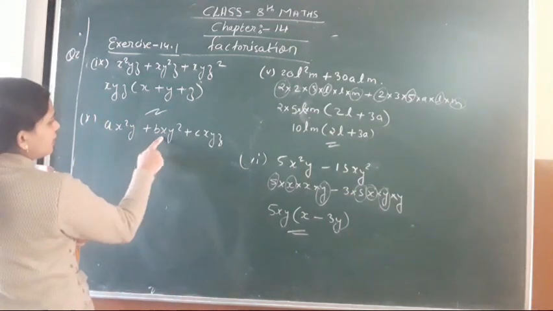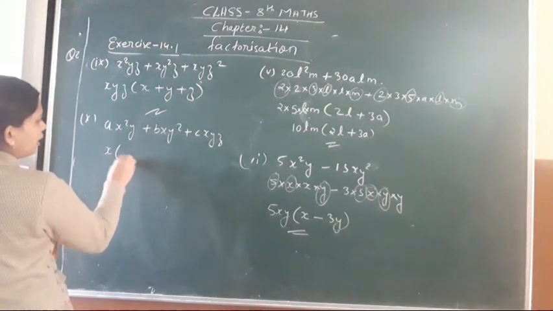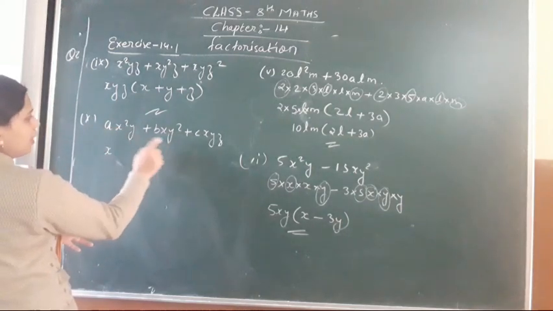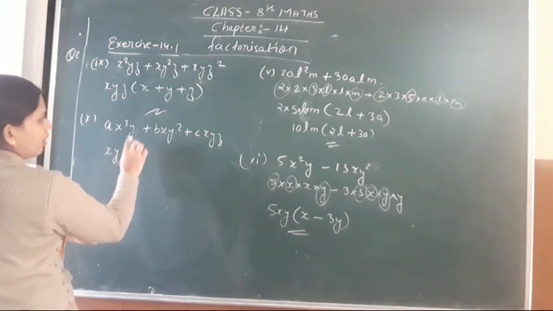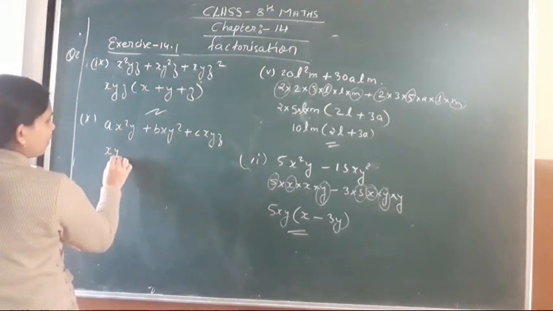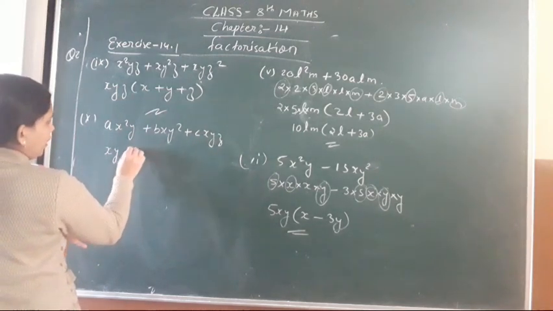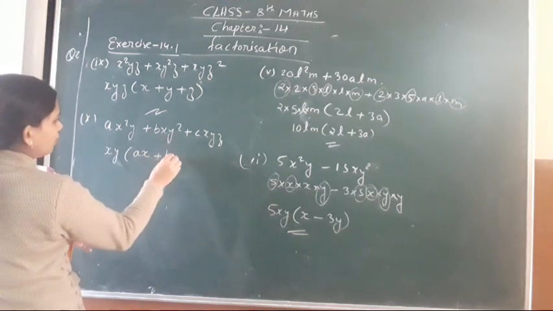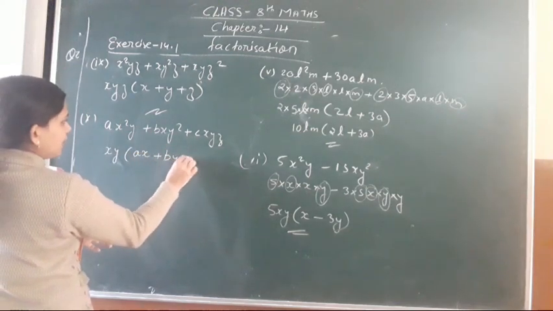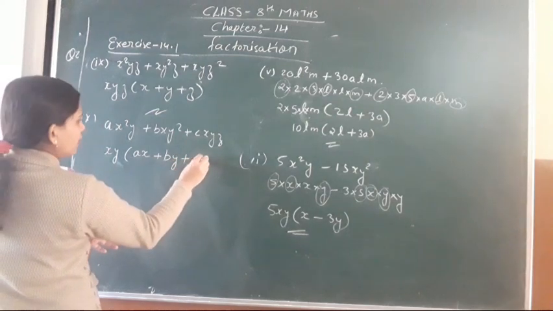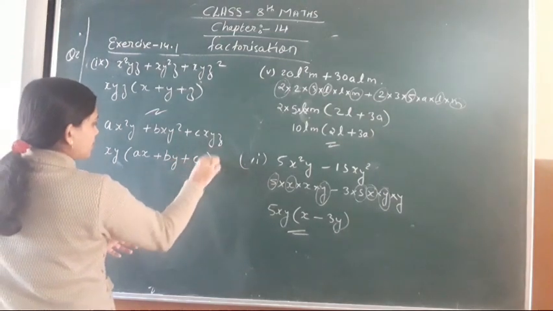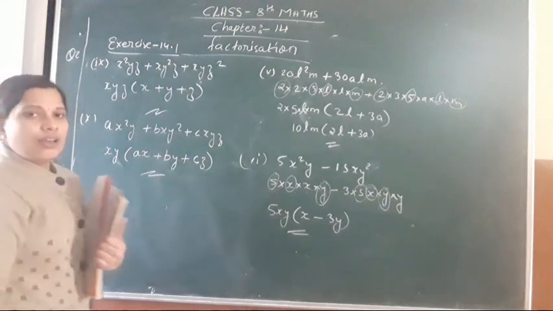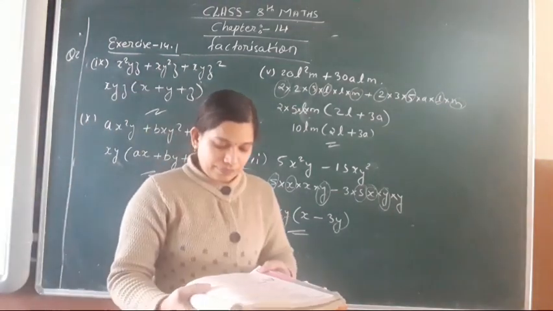So here we can see that x is present in all the three terms. Yes, it is present. Y is present in all the three terms. Now z is not present. So x and y we will take as common. A we cannot take, one x is left. Here b we cannot take, one y is left, isn't it? Plus c with z is present. So this is the required answer for question number 10.